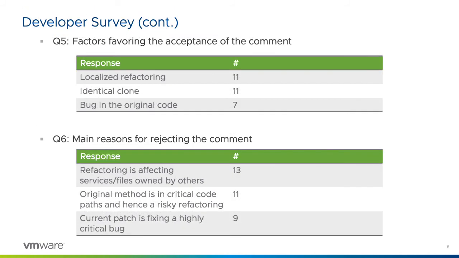Some of the factors that favor the acceptance of the comment are refactoring localized to the code under discussion, the clone being an identical one, and the presence of a bug in the original code. Among the main reasons for rejecting a comment include the refactoring affecting files owned by others, risky refactoring, and urgency of the current patch.